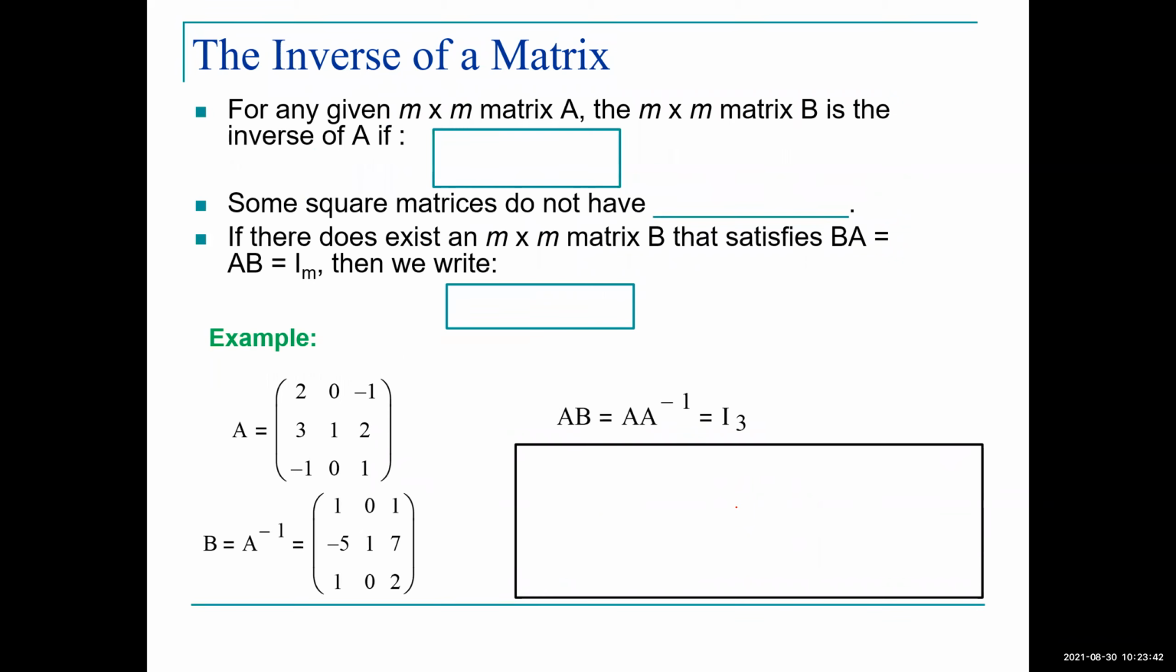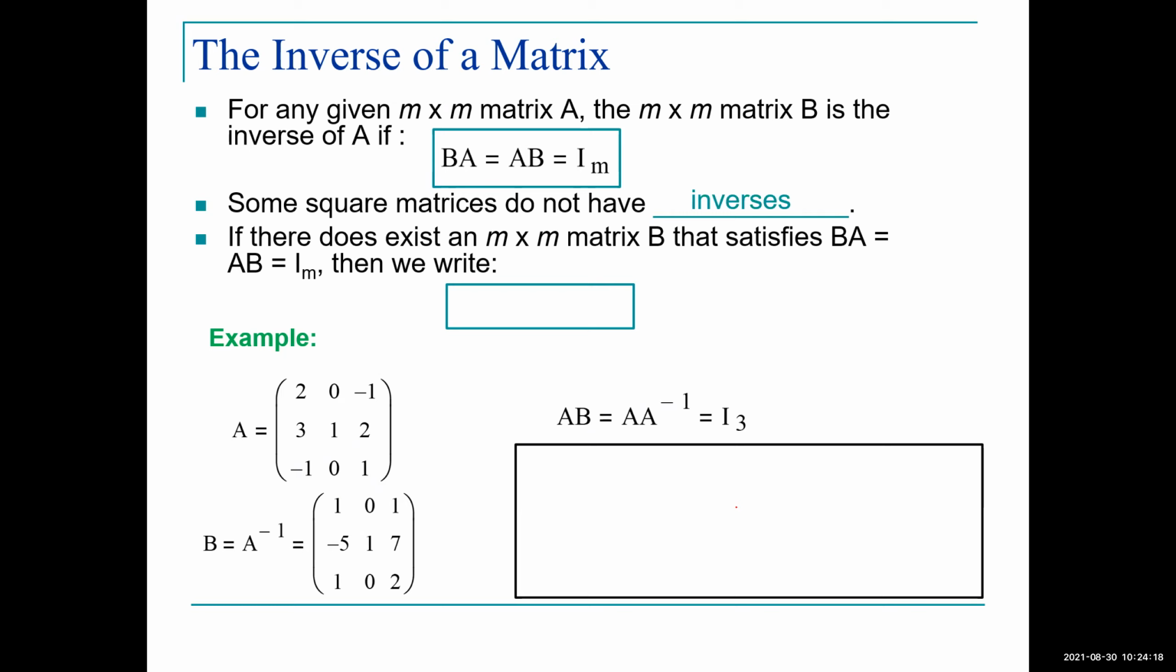For any given M by M matrix A, the M by M matrix B is the inverse of A if, when you multiply that matrix B by matrix A, you get the identity matrix. Okay, so that's what the inverse is. You multiply the original matrix by this new matrix B, and you obtain the identity matrix, then that means that you have the inverse. Some square matrices do not have an inverse.